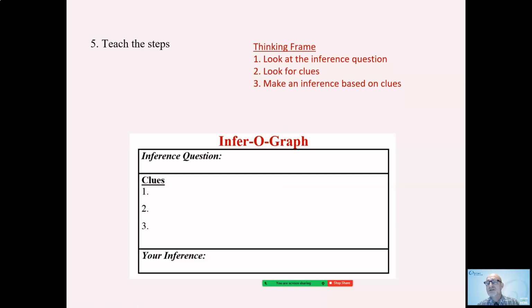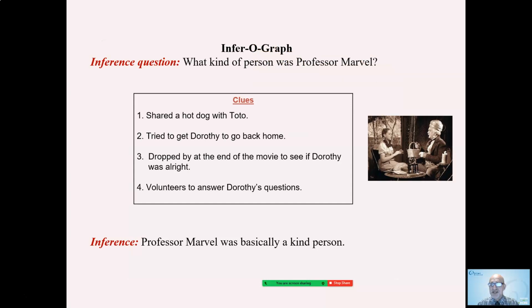Boys and girls, when we look for inferences, we do step one, we look at the inference question. As we read, we look for clues that answer the question, or make that statement true. And then we make an inference based on the clues. Again, very specific, use cognitive modeling, do a couple together, and eventually they'll be able to do this by themselves. Inferring is not simply making a guess. It's making a statement or coming to a conclusion based on clues.